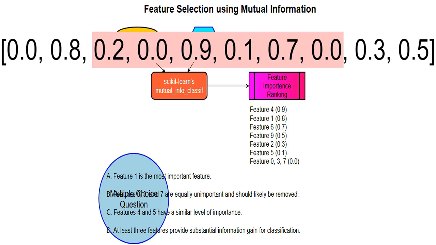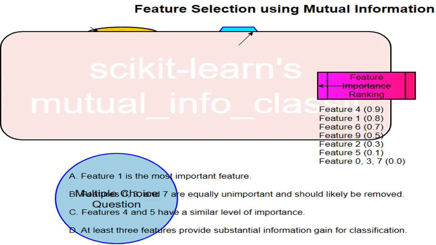These are the actual mutual information scores for features 0 through 9. For example, feature 4 has a score of 0.9, indicating it's strongly related to the target variable. Feature 0 has a score of 0.0, meaning it's unrelated to the target variable. I used scikit-learn's mutual_info_classif function, a great tool in Python for calculating these mutual information scores.